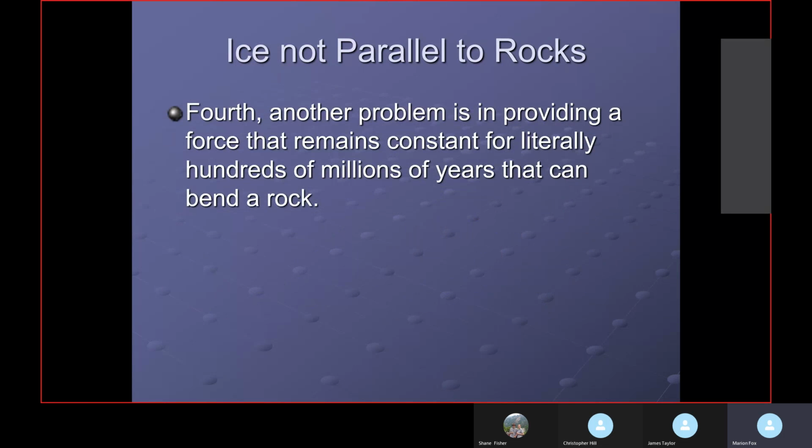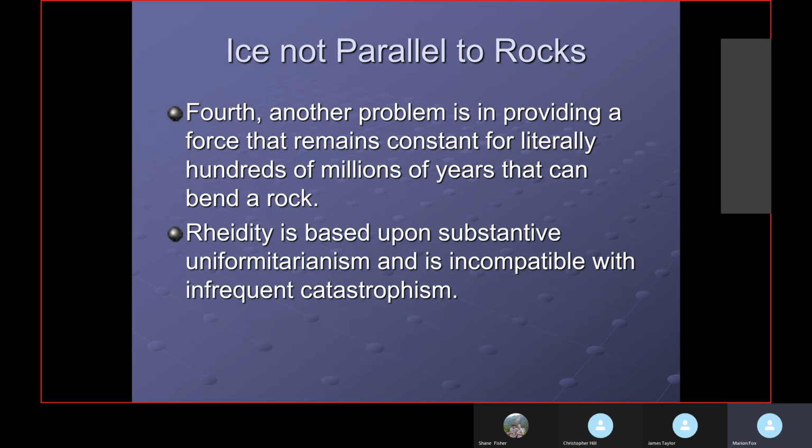Another problem is in providing a force that remains constant for literally hundreds of millions of years that can bend a rock. So they say these rocks took millions of years to bend, that's why we can't see them. Of course, that's not science, because they can't see it occur in the rocks. And if you apply forces, and I've done it, to a brittle rock, at some point it'll reach a point where it'll fracture. The rock will break. And that does occur. And if you have a good class in strength of materials, like in engineering school or in physics, you'd see that to be the case.